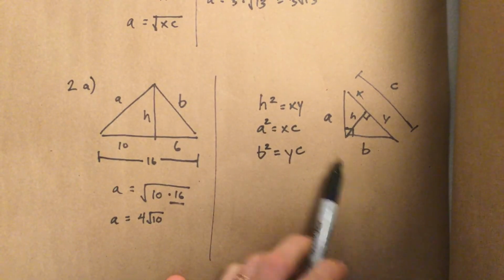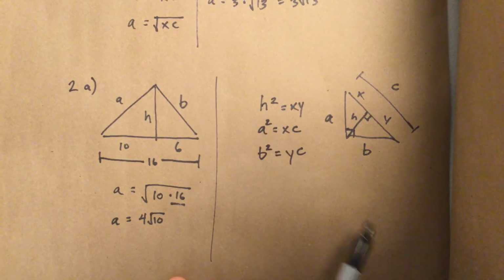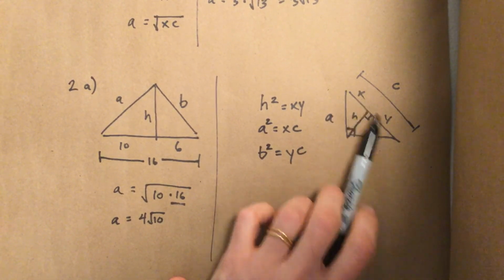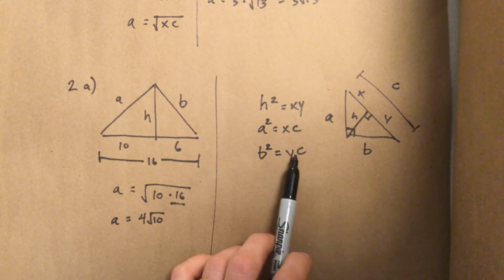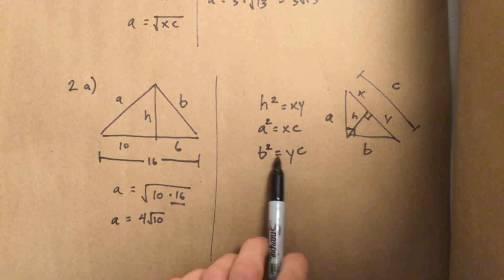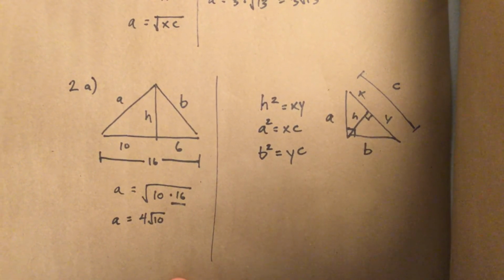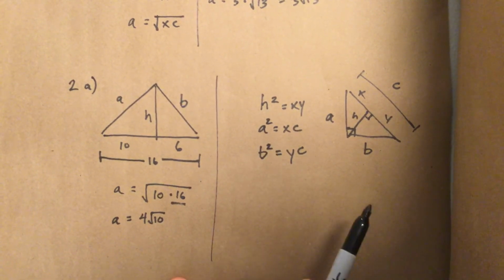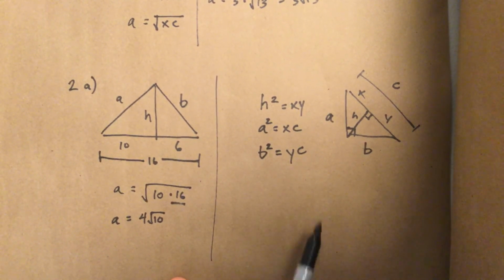So if you have X and Y, you can find H. If you have X and Y, by adding X and Y together, getting C, you can find A. And if you have X and Y, use Y and add X to get C, you can find B. So H is equal to root XY, A is equal to root XC, and B is equal to root YC.